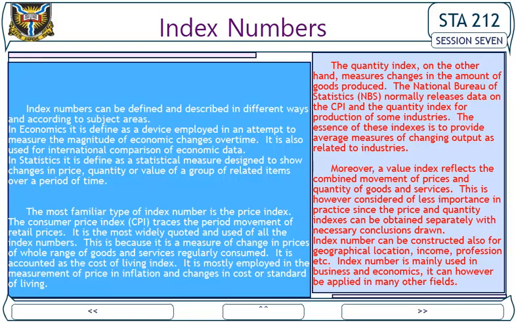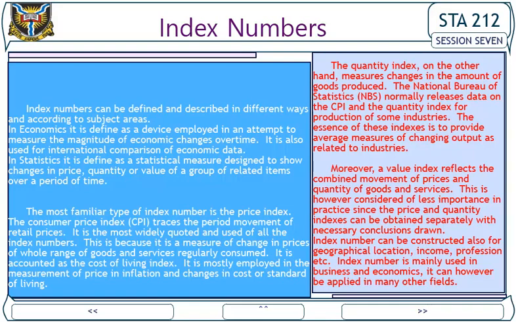Definitions of index numbers. Index numbers can be defined and described in different ways and according to subject areas. In economics, it is defined as a device employed in an attempt to measure the magnitude of economic changes over time. It is also used for international comparison of economic data. In statistics, it is defined as a statistical measure designed to show changes in price, quantity, or value of a group of related items over a period of time. The most familiar type of index number is the price index.